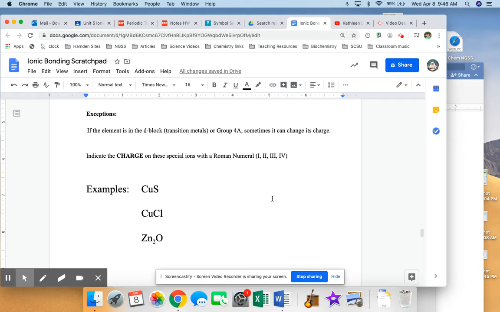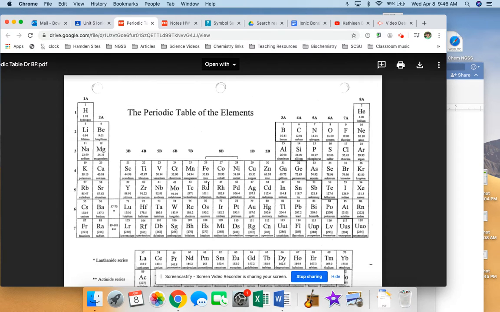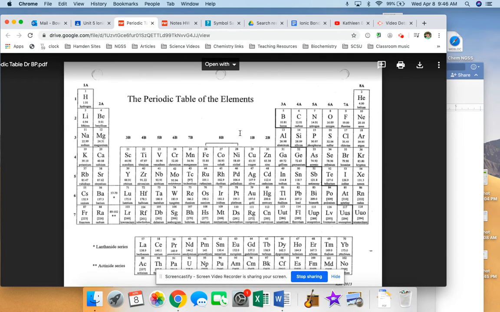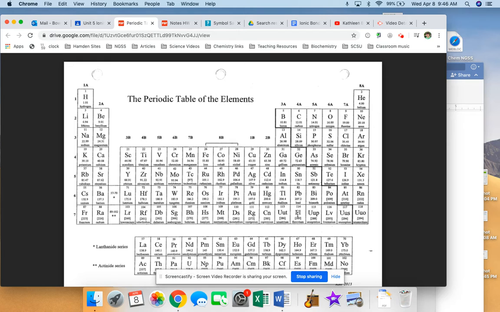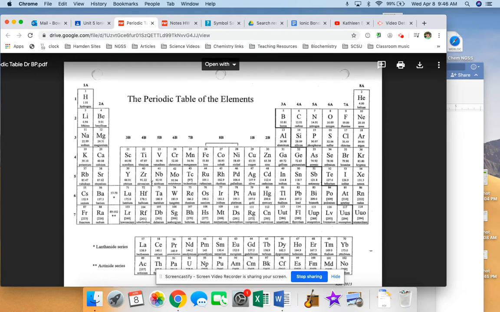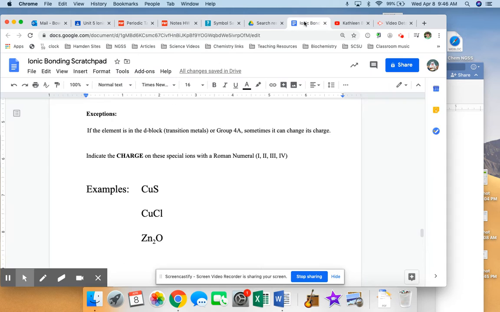Now the hard part. If the element is in the D block, remember the D block are our inner transition elements, or in the 4A column. The 4A column does some wacky stuff because if you have 4 valence electrons, do you want 4 more? Do you get rid of those 4? Ugh. So treat the 4A column like the D block, the transition metals. When you see them, you're going to need a Roman numeral.